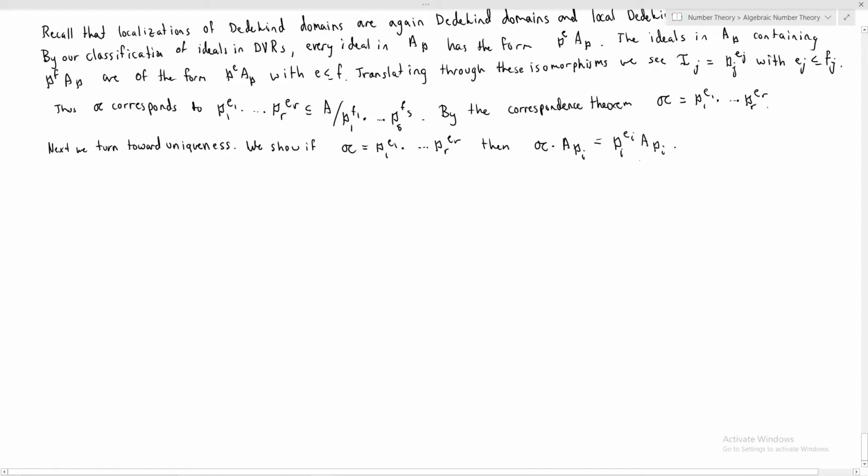Okay. This can't happen because, if B to the E AP equals B to the E prime AP, well, AP is a DVR, these are local rings. This means that pi to the E equals U times pi to the E prime. So basically, let's say E is less than or equal to E prime, we can assume this without loss of generality.